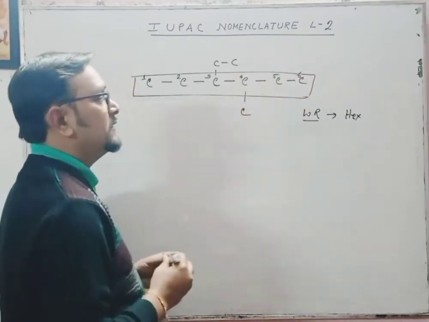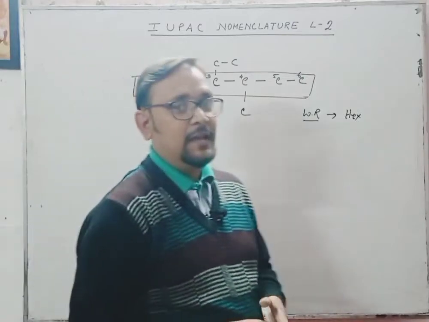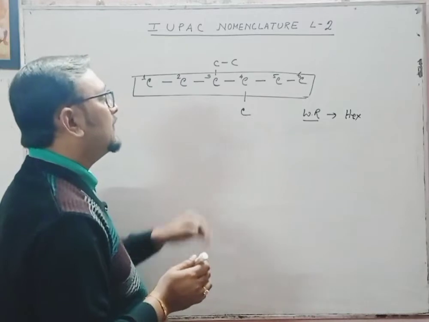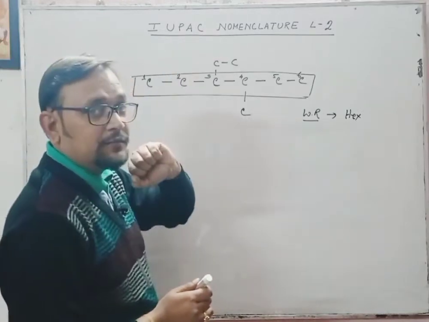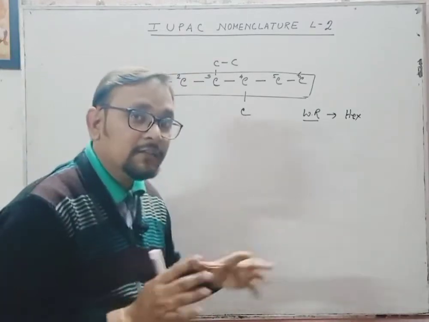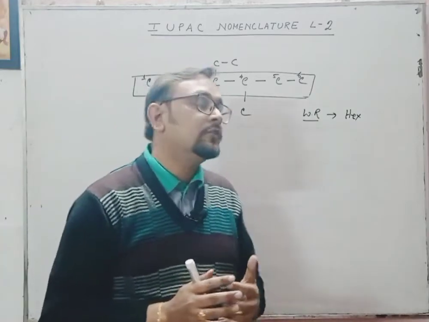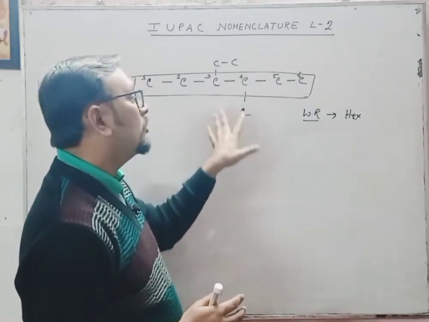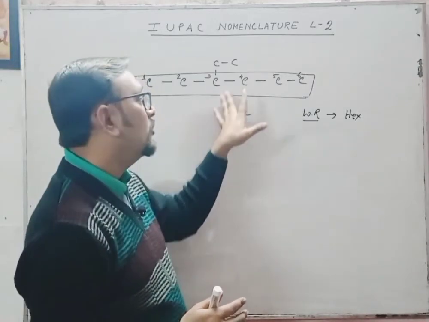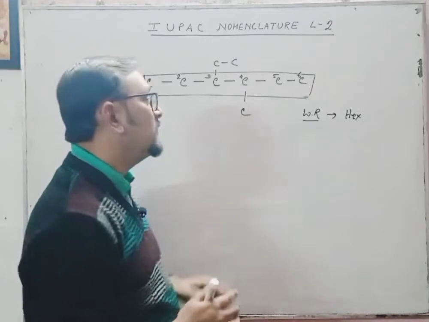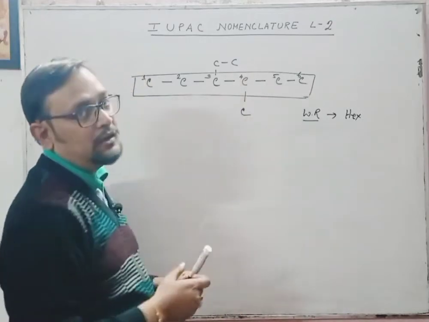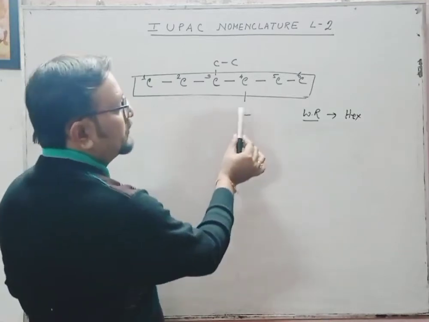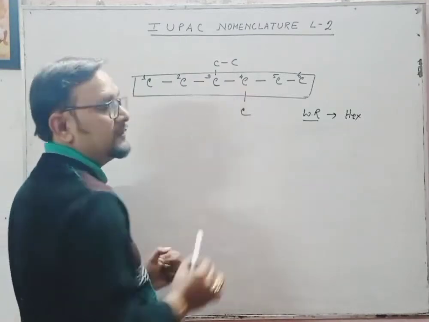So what will happen if I start numbering from this side? Now here you notice the substituents. In the previous lecture also I said that substituents are those which are outside of this longest chain. They are not included in the longest chain, rather they are attached to the longest chain. So here we have two substituents, one is this and another is over here.